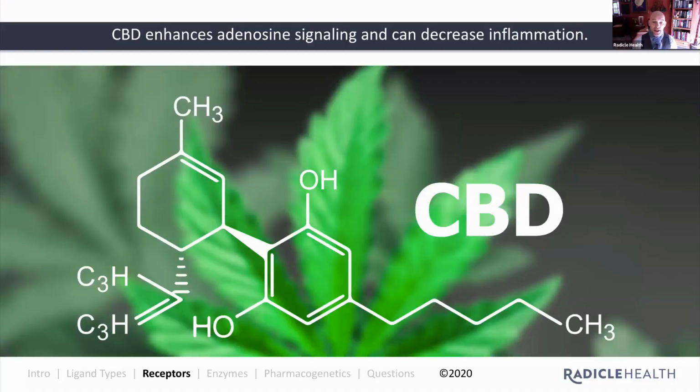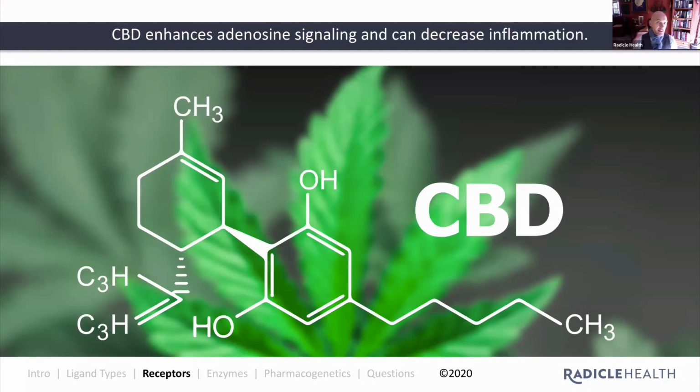We also know that adenosine agonists have anti-inflammatory effects, and adenosine uptake is the primary mechanism for the termination of adenosine signaling. So there's not really a whole lot of metabolism that happens with adenosine. Really, it just gets brought back up into the cell, and that's how the signaling terminates. So it's well established that cannabinoids also have anti-inflammatory effects, and we know that most of those anti-inflammatory effects are mediated through CB2 signaling.